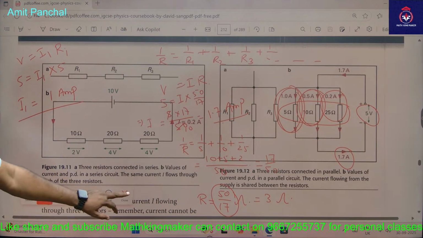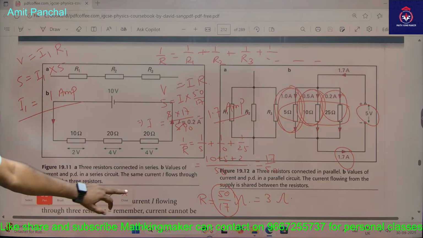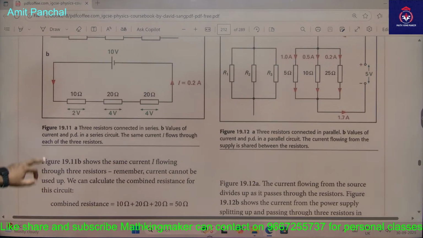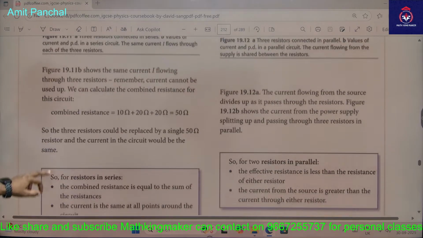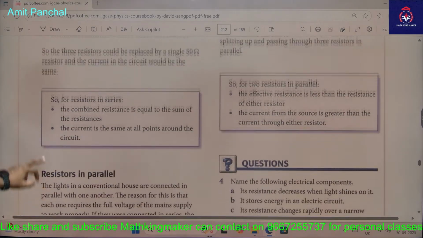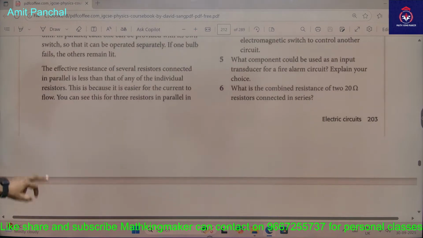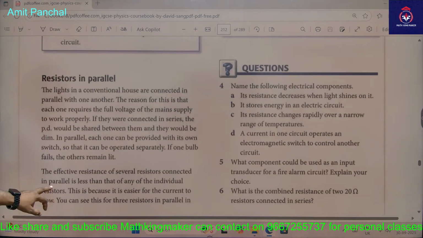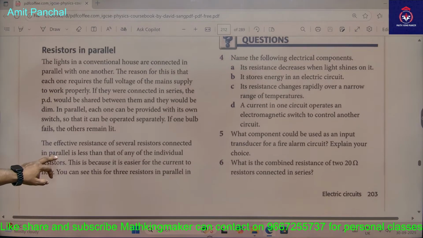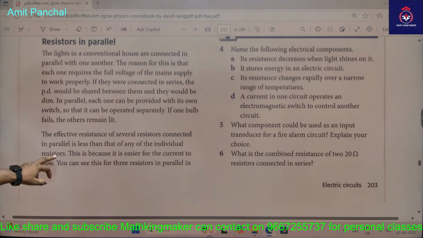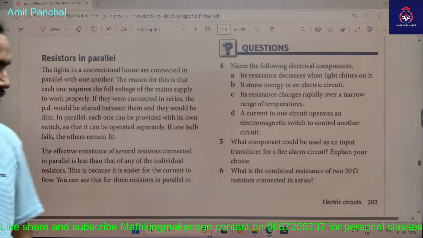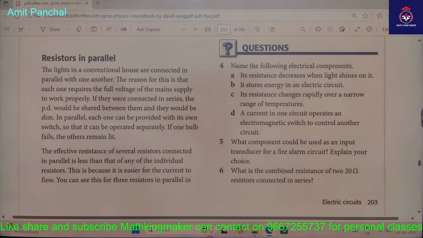Is there any doubt? No, sir. Okay, because we are directly going to solve some questions. In parallel also I told you. Name the following electrical components. Just answer these questions.